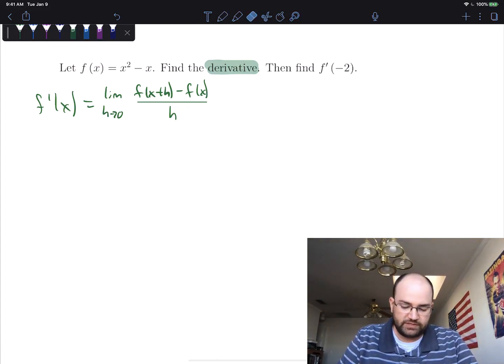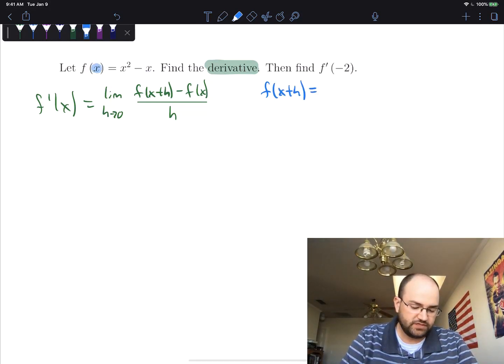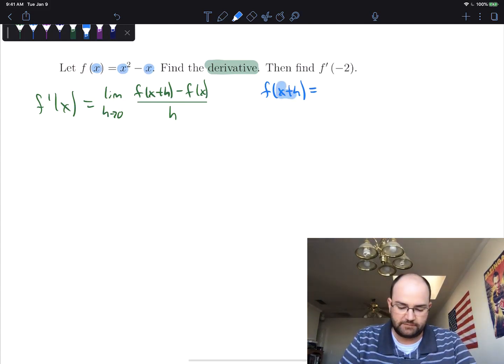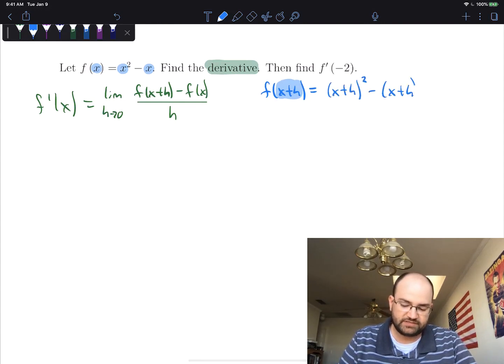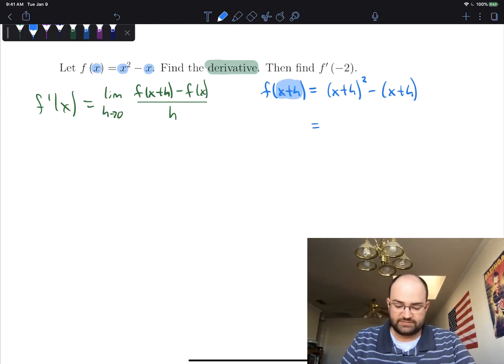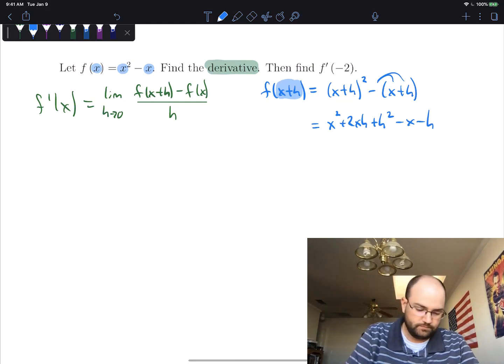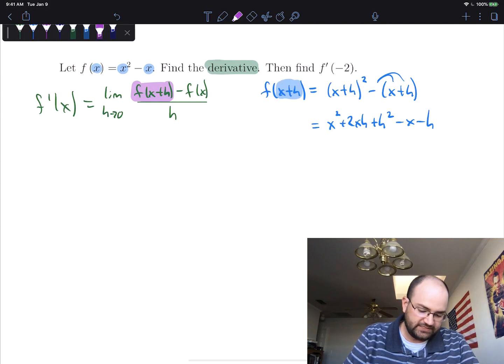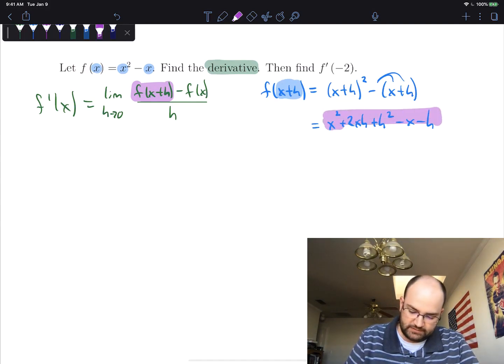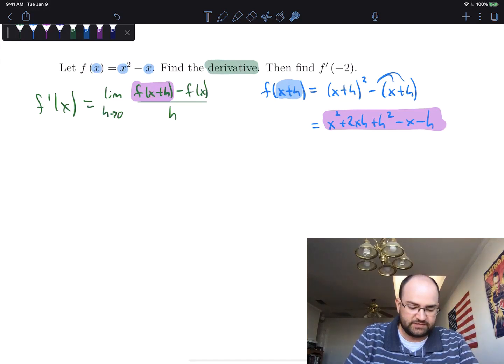That means we need to figure out what is f of x plus h. So we go back to the f function and all the x's become x plus h, everything in here. So this is going to give us x plus h squared minus x plus h. Square the x plus h, that gives us x squared plus 2xh plus h squared, and then distribute the negative, gives us negative x minus h. Good.